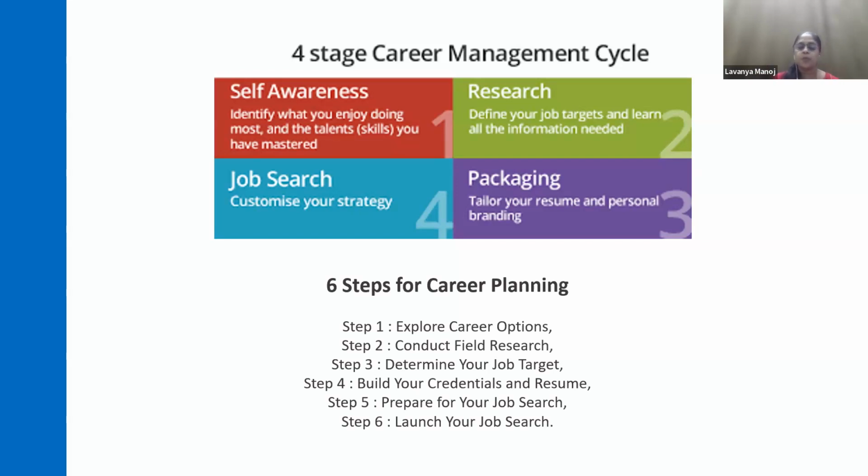Explore career options, conduct field research, determine your job target, build your credentials and resume, prepare for your job search, and launch your job search.